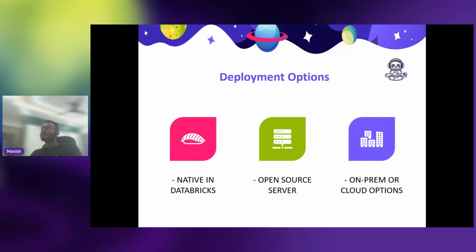Coming to our deployment options, we have multiple options here as well for Databricks Delta Sharing. The first one is that it is native in Databricks. You can create the share and deploy in Databricks as well. Then the other option is that we have an open source server, and the third one is that you can use on-prem or other cloud options as well, like Azure, GCP, or AWS. I know all these things are theoretical, but you will get more understanding while we do the demo.